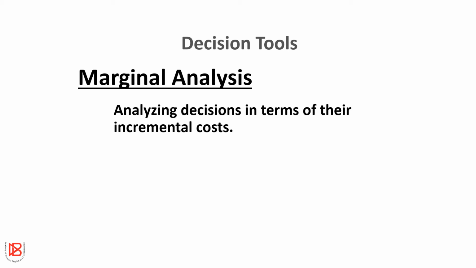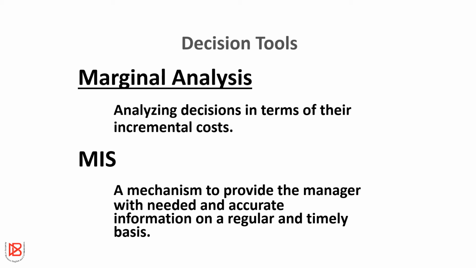So first and foremost is margin analysis: analyzing a decision in terms of incremental cost. Then the management information system, a mechanism to provide the manager with the needed and accurate information on a regular and timely basis. So margin analysis is analyzing the decision in terms of incremental cost, and the management information system is a mechanism to provide managers with accurate information, when needed, on a regular and timely basis, which is what we would be looking at.